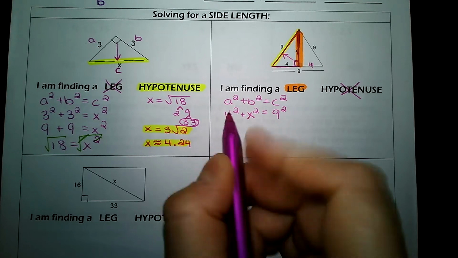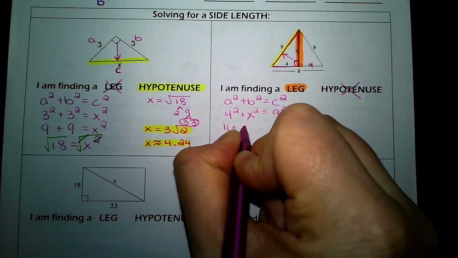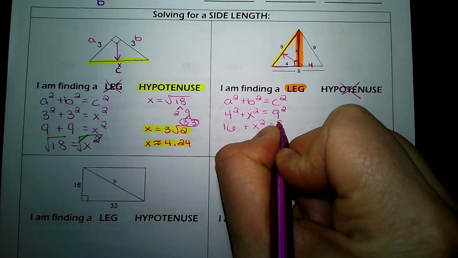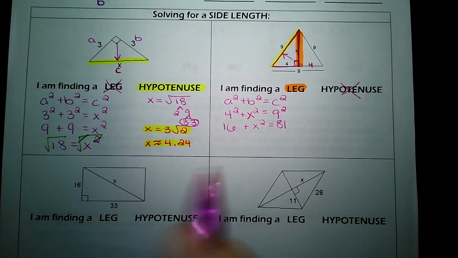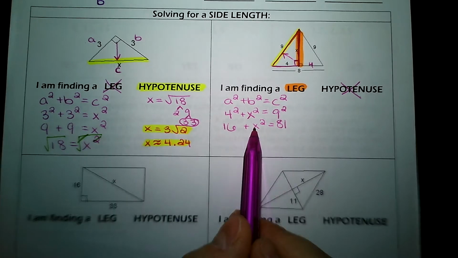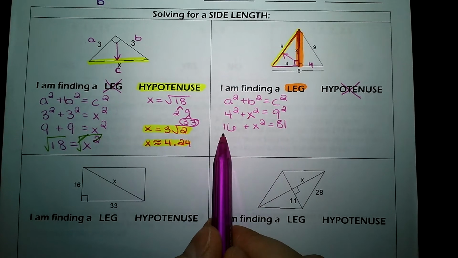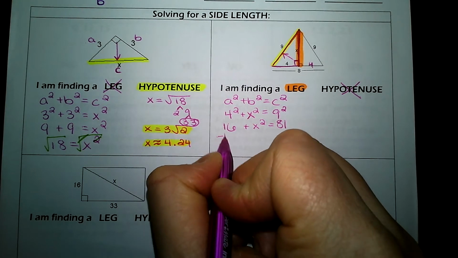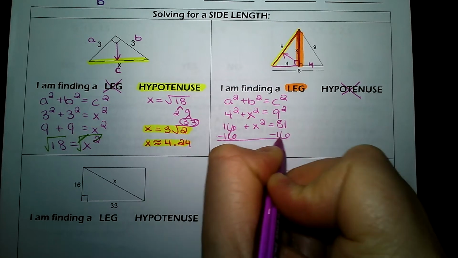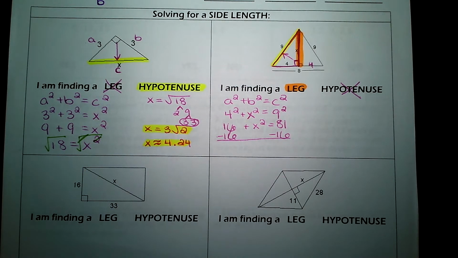4 times itself is 16. And 9 times 9 is 81. Now the solving here has an extra step to it. I need to get X by itself, but first I need to move over the 16. It's a positive 16, so I'm going to subtract it. 81 take away 16.